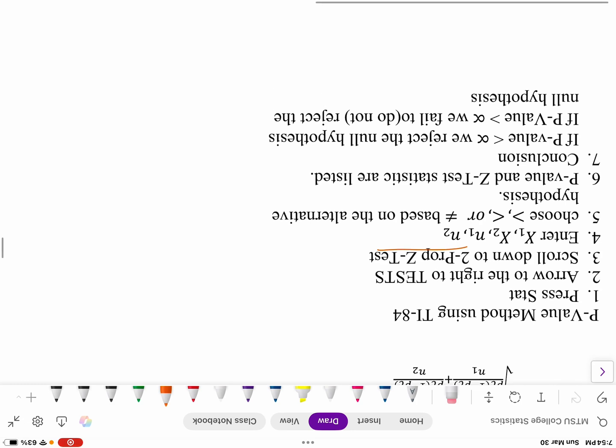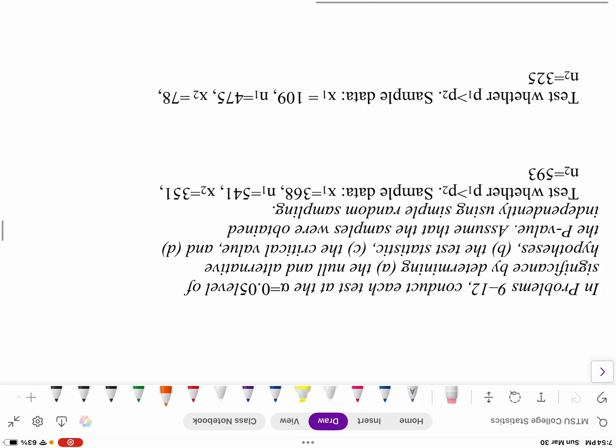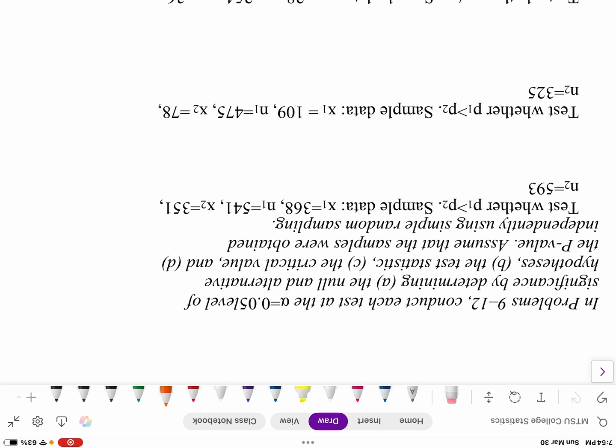If the p-value is less than the alpha, we reject the null hypothesis. If it's greater, we fail to reject. Again, we'll do some of those here in a moment. So they asked us to go through each of these. They tell us the alpha is 5%, so that's what we're comparing to. They want us to determine the null and alternative hypothesis, and get the test statistic, the critical value, and the p-value.